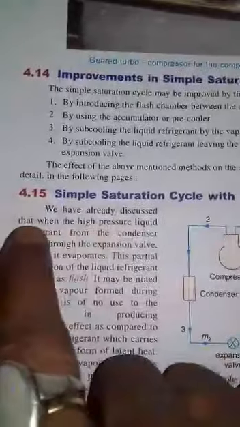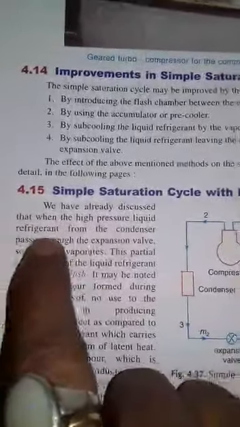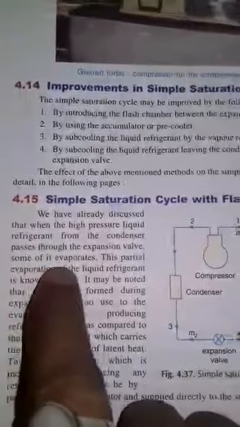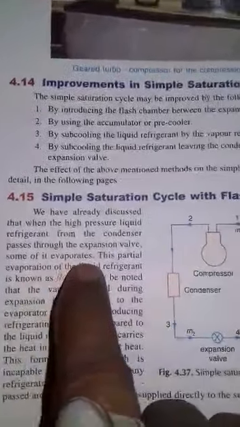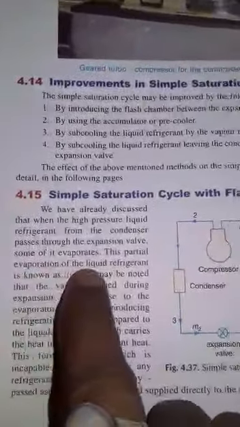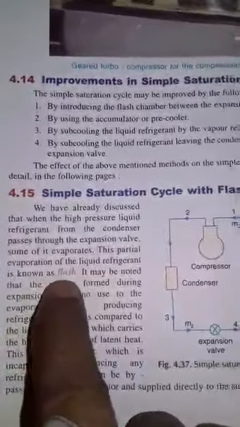We have already discussed that when the high pressure liquid refrigerant from the condenser passes through the expansion valve, some of the refrigerant evaporates. This partial evaporation of the liquid refrigerant is known as flash.